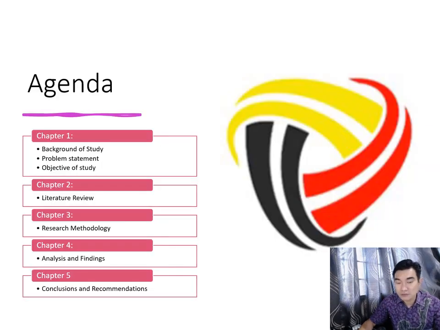The flow process for this research comes from chapter 1, that is the introduction, chapter 2, that is literature review, chapter 3, that is research methodology, chapter 4, analysis and findings, and chapter 5, conclusion and recommendations.